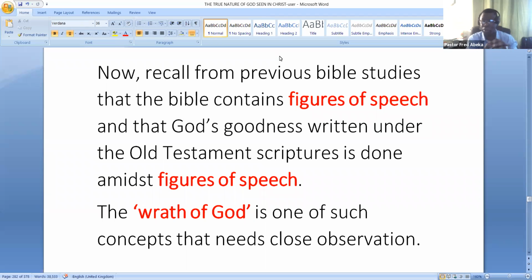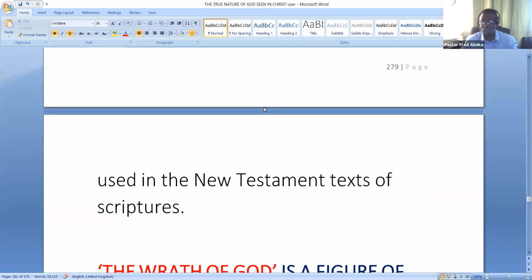So when we deal with the Bible, there are some terminologies, some words, some statements. And one of them is what we are dealing with here, called the wrath of God. We have studied and realized that the wrath of God is not the English-language wrath of God. We are dealing with a translation problem. We are dealing with figures of speech. That has been anchored. So we've said it was used in the Old Testament. It is used in the New Testament.